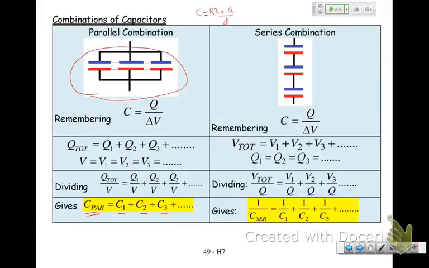Question or comment? Question. Is it K epsilon A, or is the formula supposed to be K A epsilon? Does it matter? I mean, if you think about it, you're just multiplying the things together. So I write it down different ways at different times. So don't worry about that.